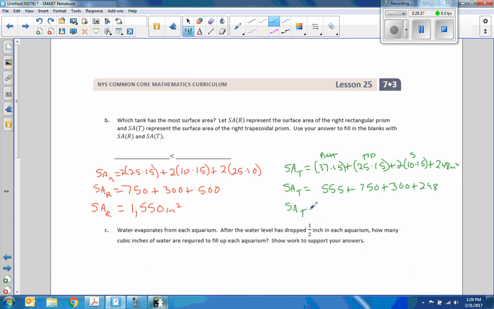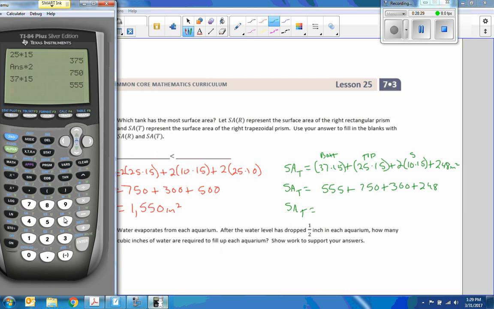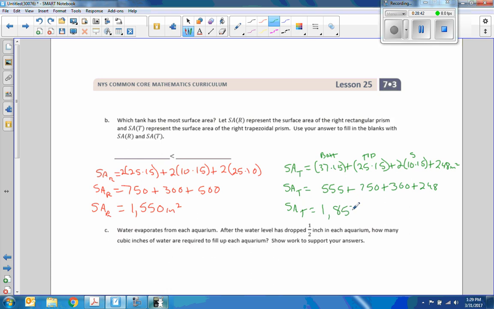So the surface area of the trapezoid is 555 plus 750 plus 300 plus 248. That equals 1,853 inches squared. So the surface area of the trapezoid is greater than the surface area of the rectangle. Okay.